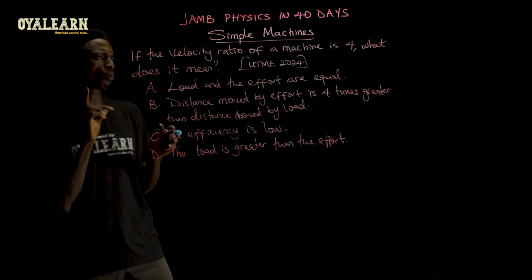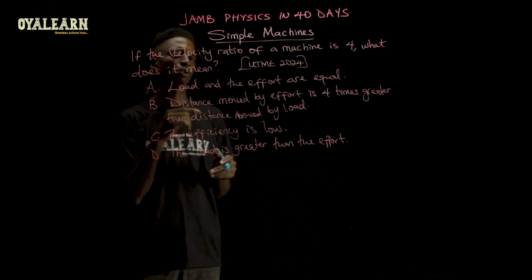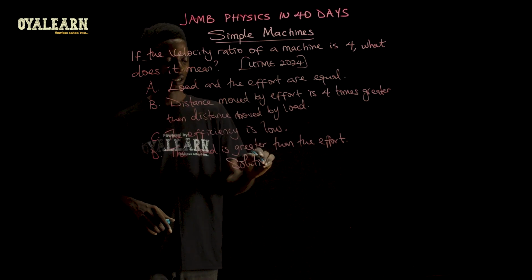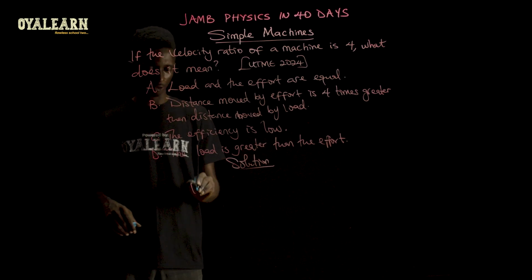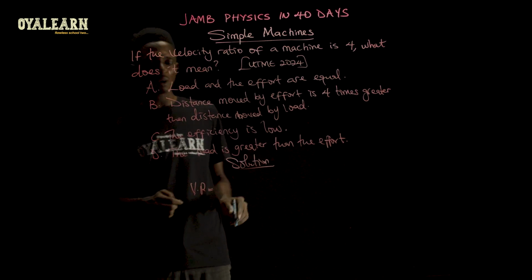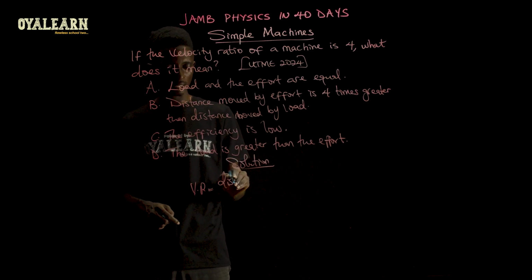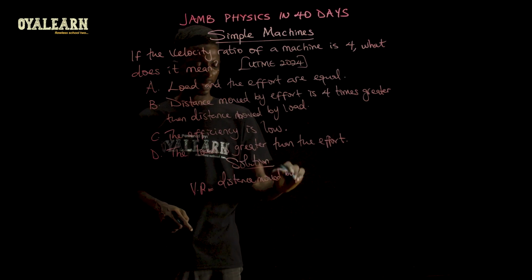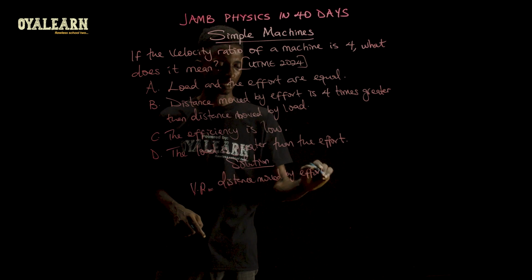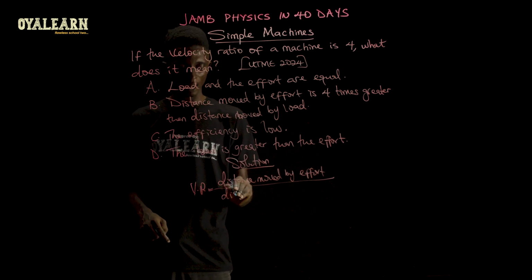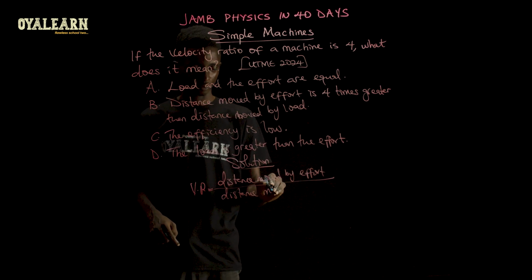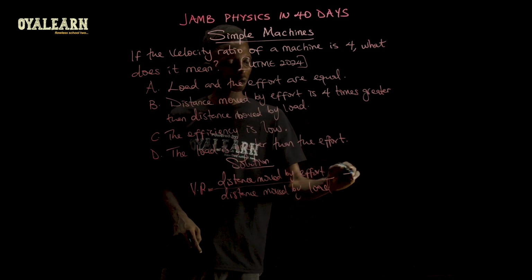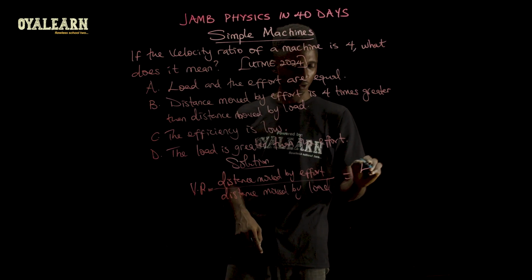So to solve this question, we are going to consider the velocity ratio of any machine. Now, what we know about velocity ratio, VR, is that it is the ratio of distance moved by effort to the distance moved by load. And we are told that this equals 4, right?